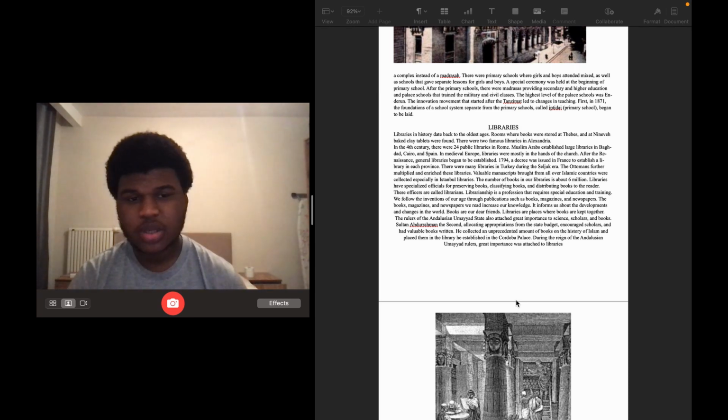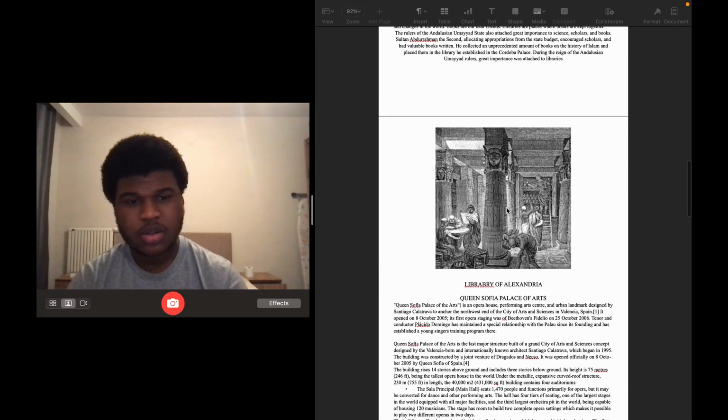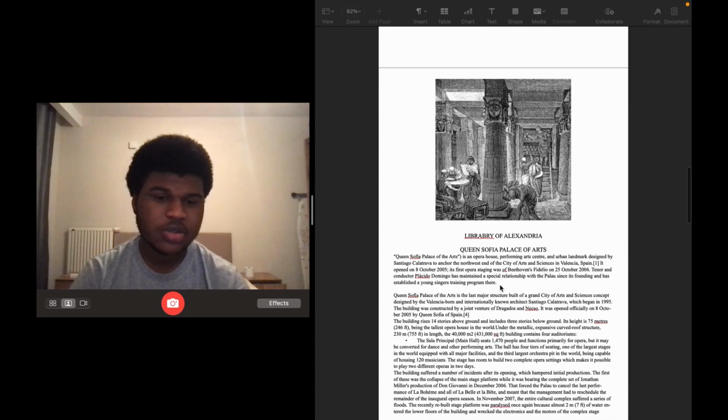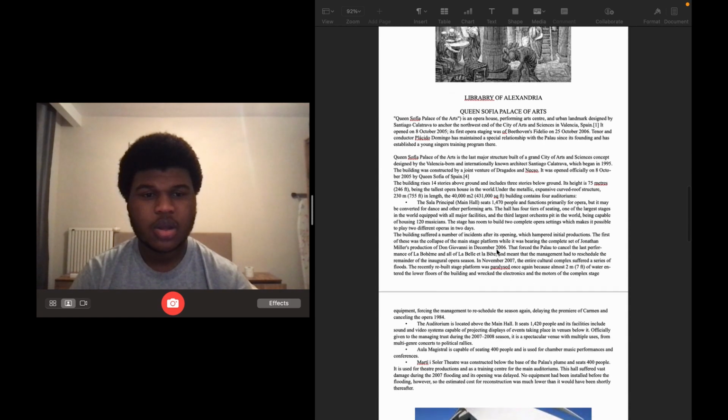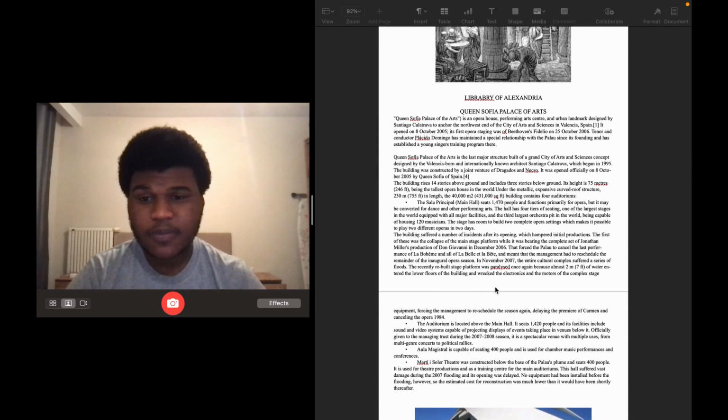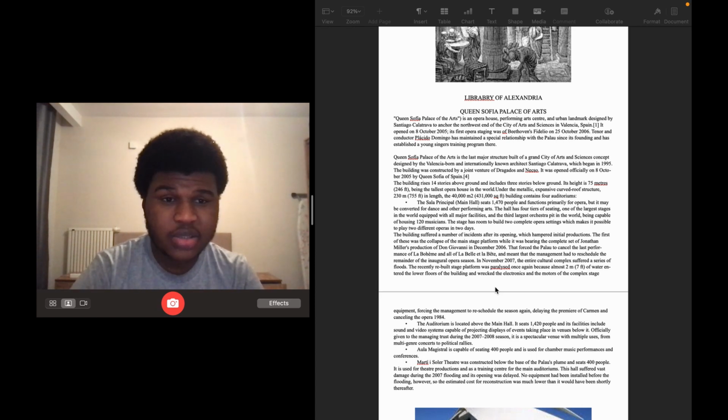Libraries are also considered public spaces. There's a rough picture of the library. Then the next one is Queen Sofia Palace of Arts.